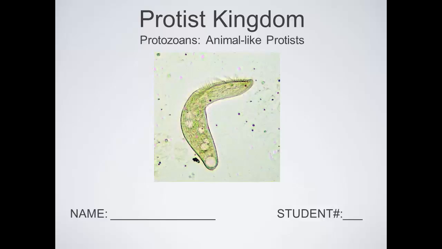Specifically about some protists. The protist kingdom is kind of broken up into plant-like protists, which we're not going to really get into, and animal-like protists. We're focused on the animal-like protists. They're often called protozoans. Okay? And so that's what we're going to be talking about.